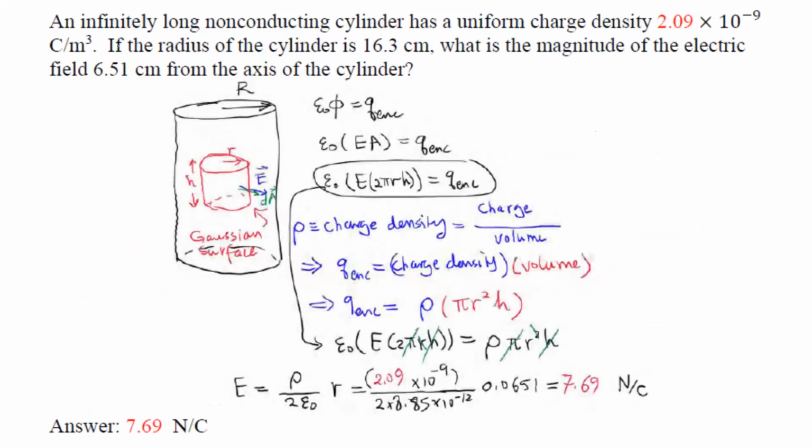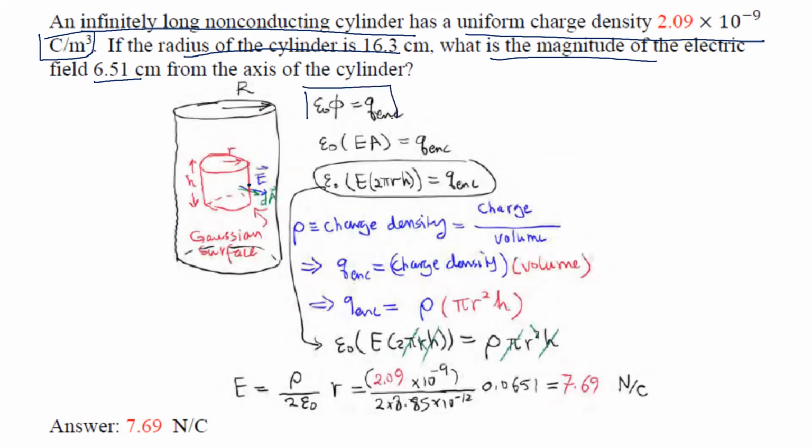Next, same type of problem, okay? An infinitely long non-conducting cylinder has this uniform charge density. And now I give you a volume charge density, and I give you the radius of the cylinder. Now, what is the magnitude of the electric field at 6.5 from the axis of the cylinder, meaning inside? I want the field inside.